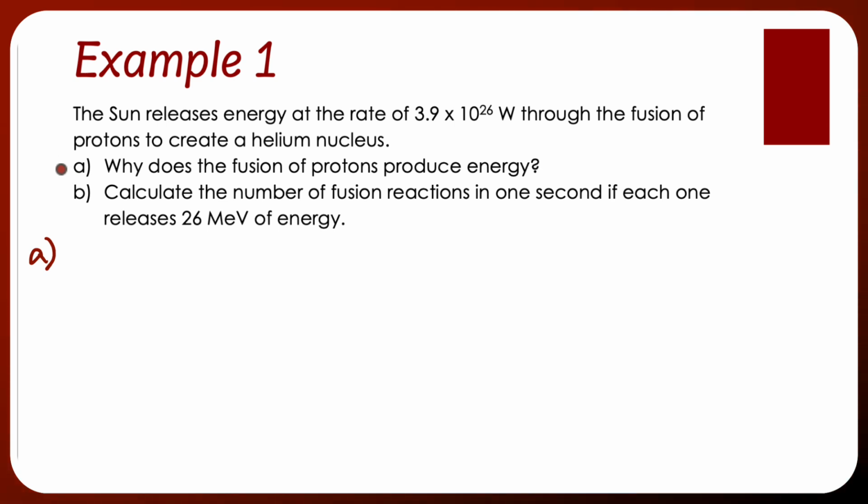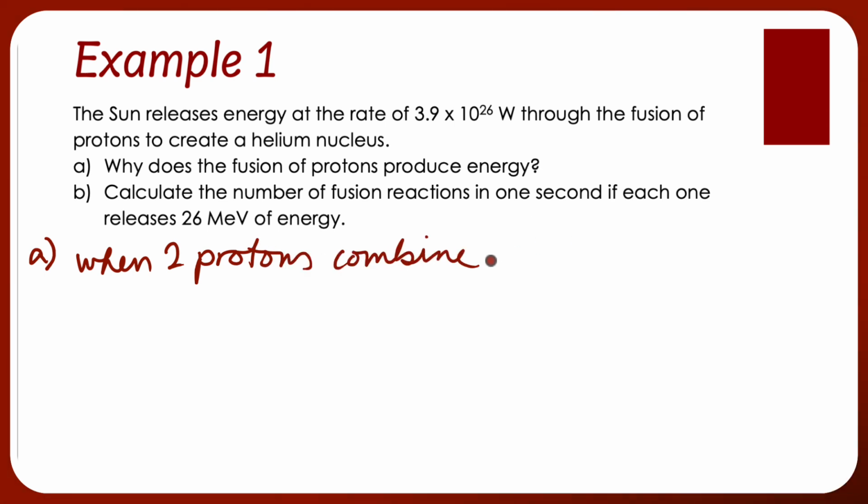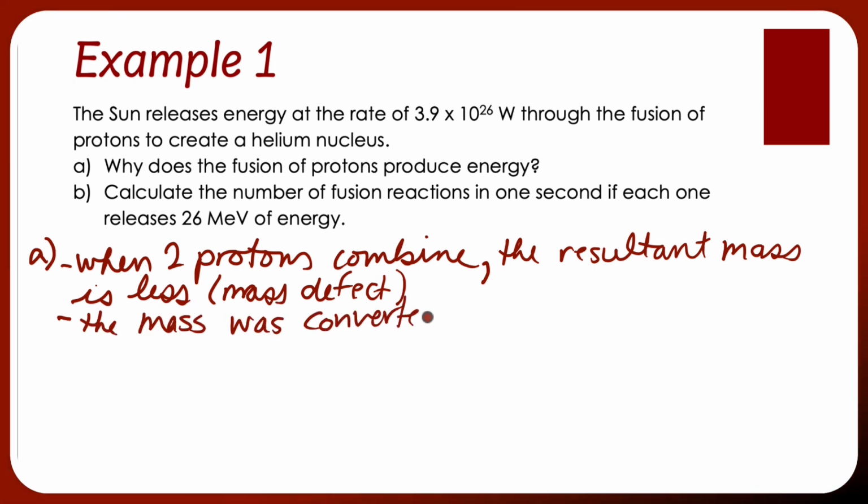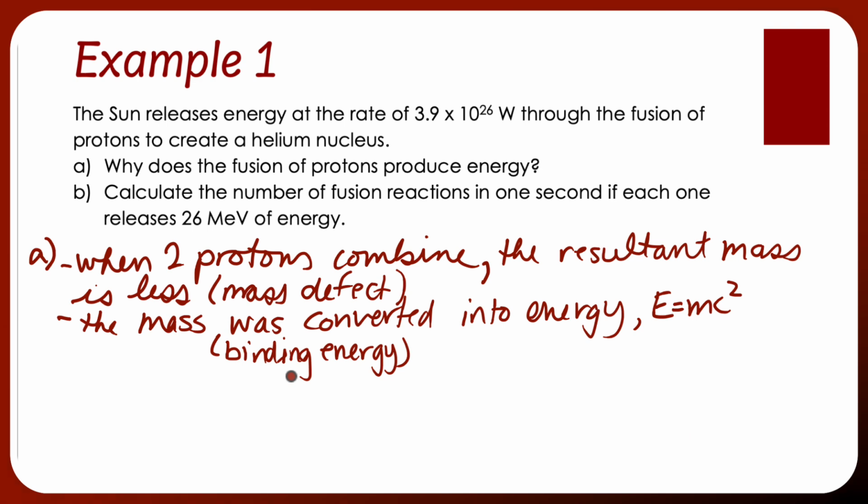When 2 protons come together, the resultant mass is less. We call this the mass defect. What happened to it? No poof, Harry Potter magic. Well, the mass was converted into energy. Remember, E equals mc squared, and this is the binding energy. Remember, binding energy is not the amount of energy holding the nucleus together. It's the amount that's given off when the mass decreases. Or you can think about the amount of energy needed to separate the nucleus into its separate nucleons.